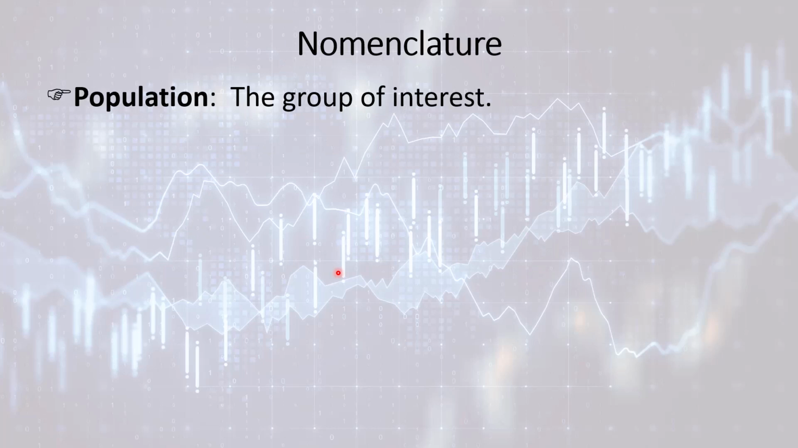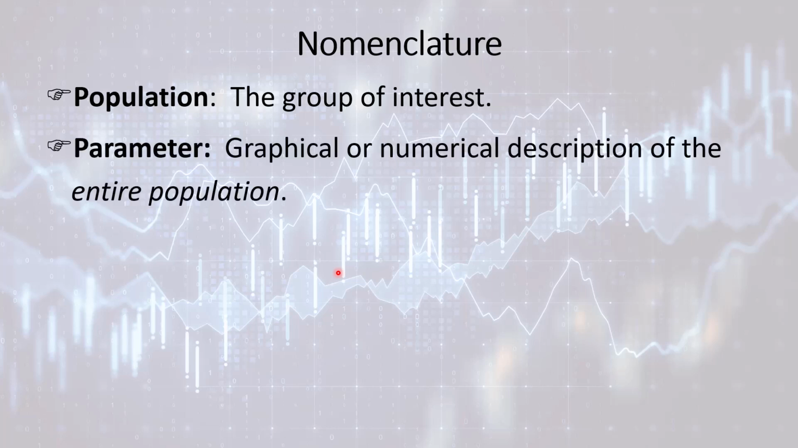Okay, and this is where we start our nomenclature. The first term that we want to introduce is the idea of a population. A population is the group of interest or the group under study. For example, if we are interested in the calorie consumption of every adult in South Carolina, our population will be, you guessed it, every adult in South Carolina. A parameter is a graphical or a numerical description of the entire population. So if you actually have something that represents the population in some way, that will always be a parameter. Parameters are always associated with populations.